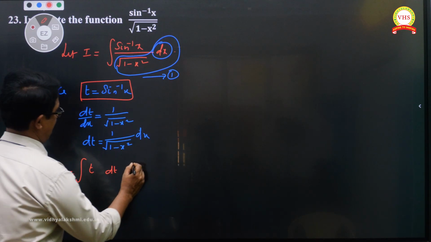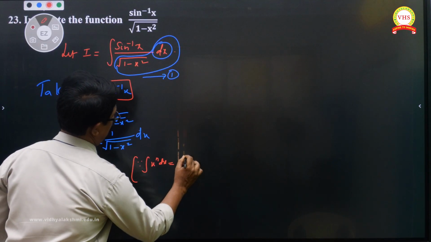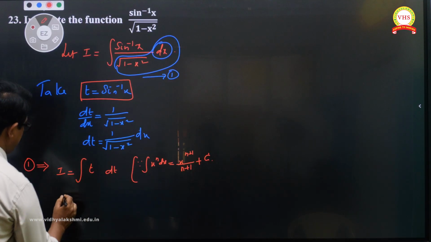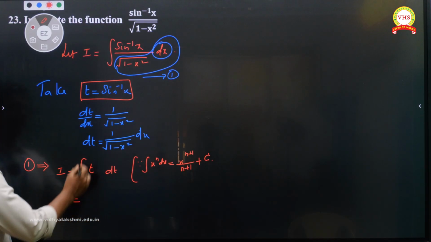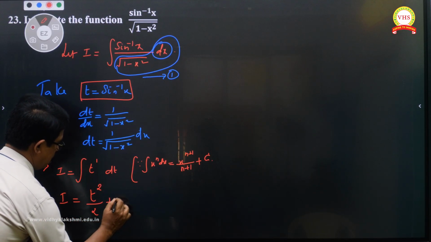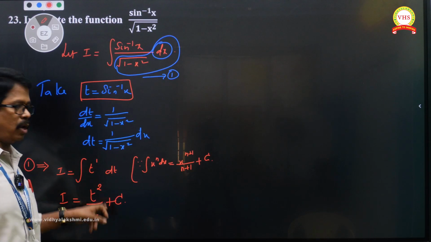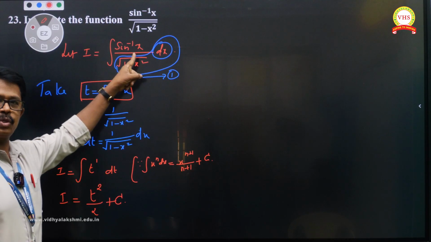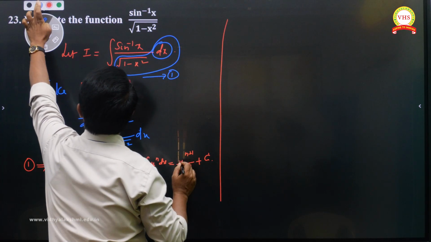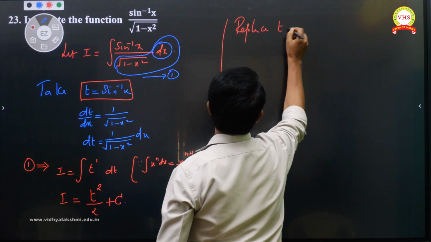Okay, now what is the integration? As usual, the easy formula: the integral of x to the power n dx is x to the power n plus 1 by n plus 1 plus c. Then what is the final answer? I equals the integral of t power 1, that is t power 1 plus 1, t square by 2 plus c. Yes, this is the completion of integration, but we cannot stop here because the given question is in terms of x. Now replace the t value. What is the t value? Yes, t equals, replace here. What is t equal to?